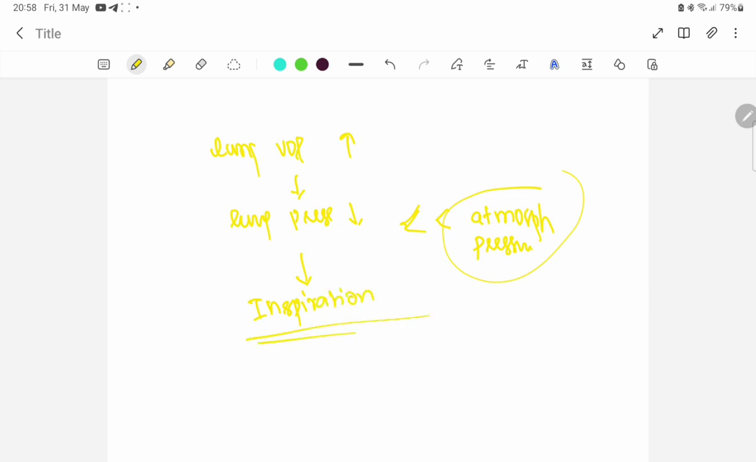Why does inspiration happen? The reason for inspiration is the increase in lung volume. So what is the reason for the increase in lung volume? It is because of contraction of the diaphragm and contraction of the external intercostal muscle. Both of them will increase the thoracic chamber volume. If thoracic chamber volume increases, definitely lung volume is going to increase. That results in a decrease in lung pressure when compared to the atmospheric pressure. That is why atmospheric air tries to enter the lungs. So it enters. This process is called inspiration.